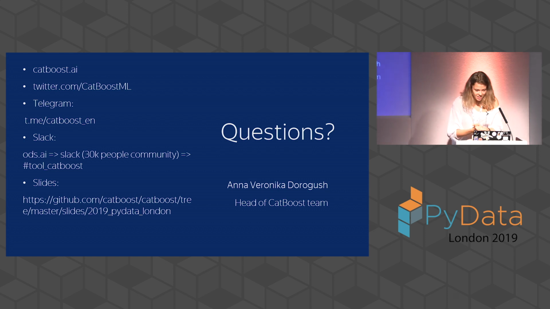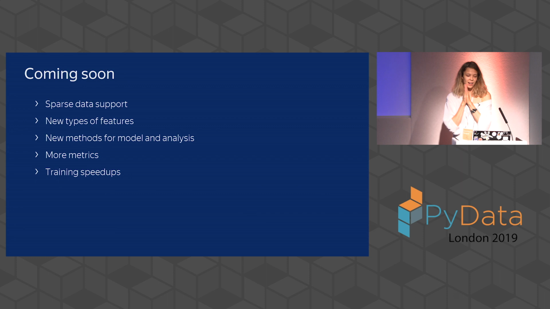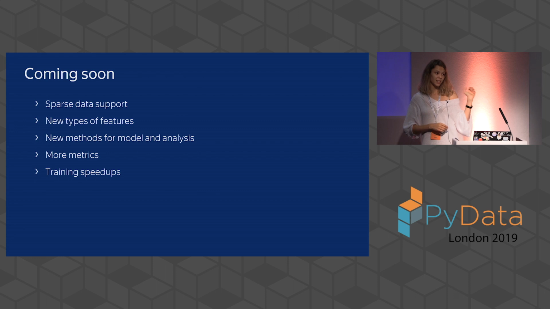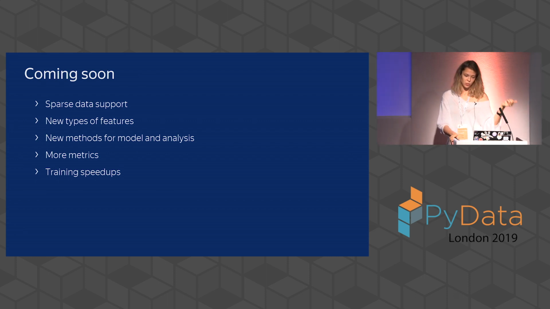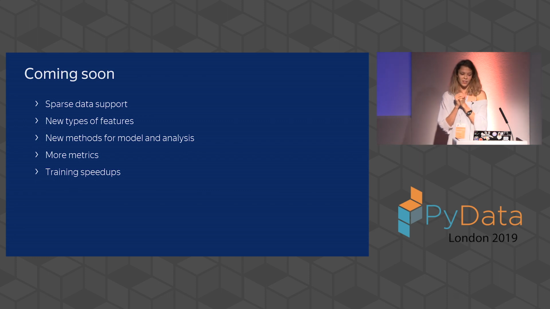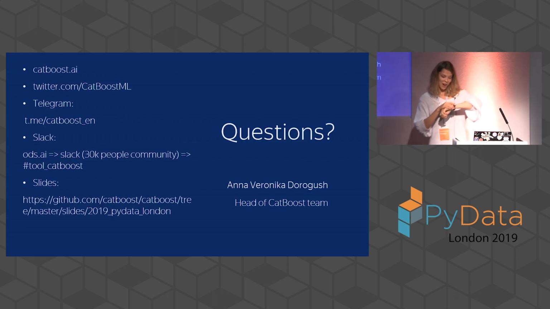Yeah, the slides, there is a link with the slides, and now I will also tell you a few words about what we are working on. We are currently adding text features and embeddings as input data types, which will be super nice. Because it will work out of the box with text together with numerical features. We are adding sparse data support. It will come in the release after the next one. And we are adding new methods for model analysis, more metrics, and training speedups. And I have like 5 minutes for questions.